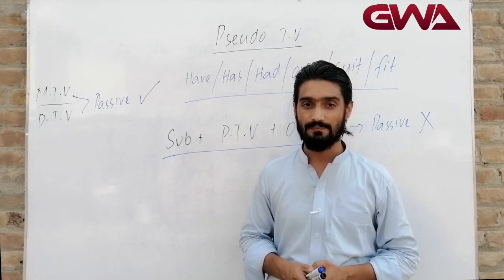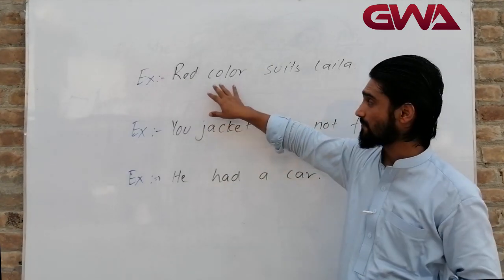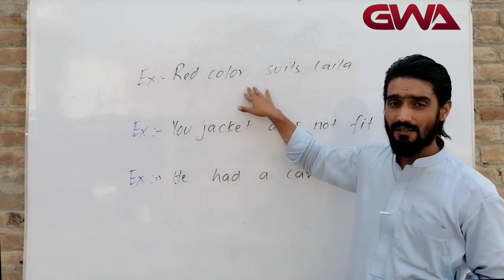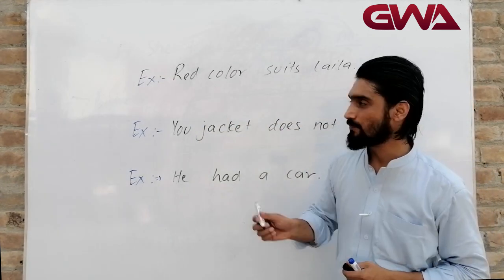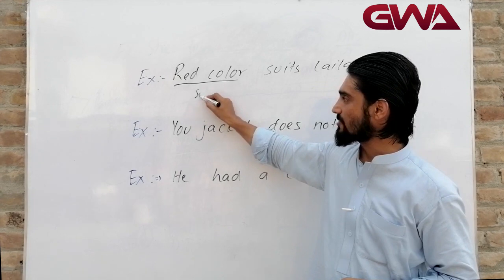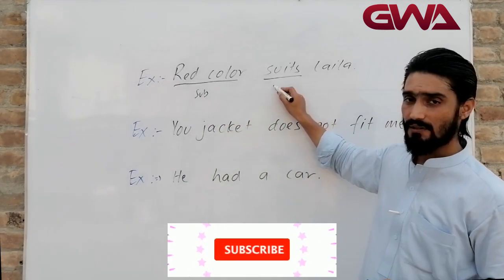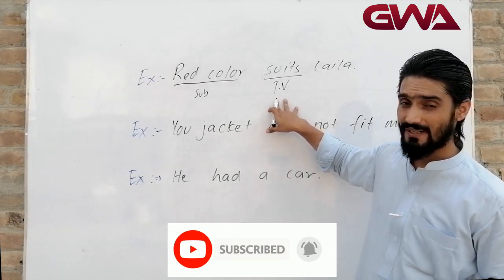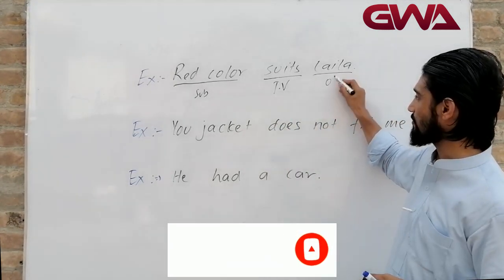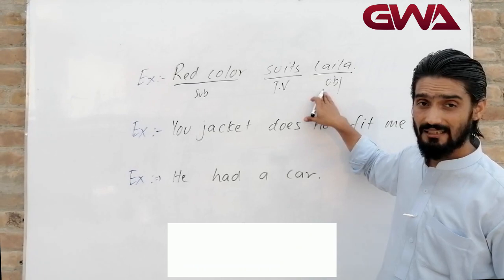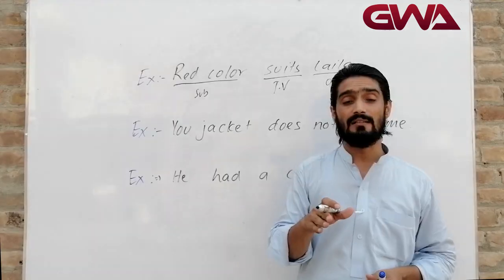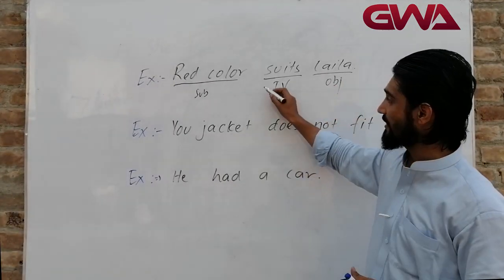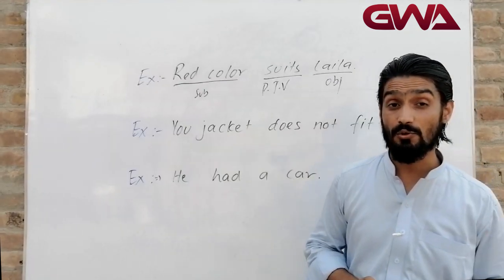Let's have examples. Red color suits Leila. Red color is the subject, suits is the transitive verb. Now, why do we call it a transitive verb? Because it has an object, Leila, but we cannot change it into passive voice. That's why we call it a pseudo-transitive verb.